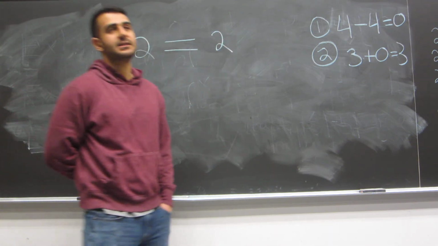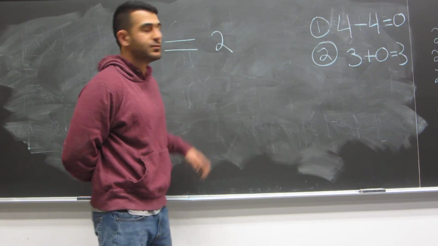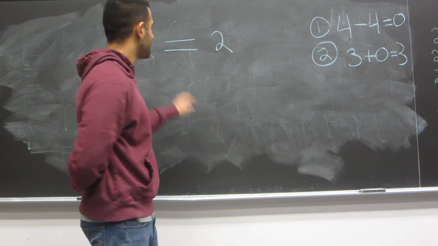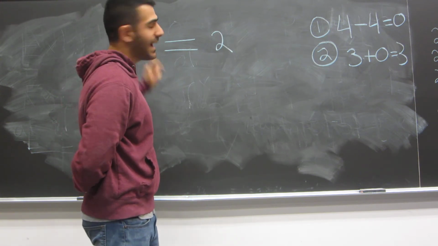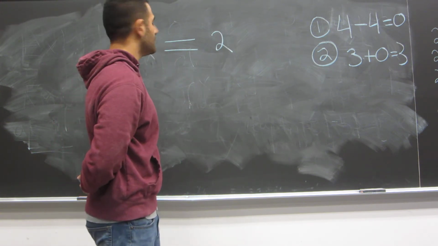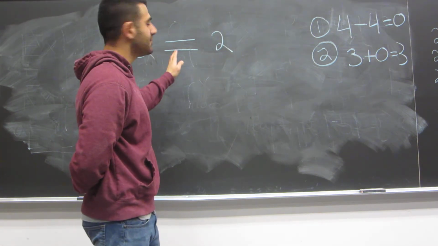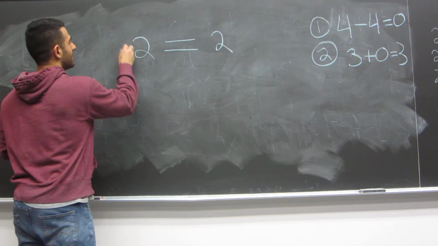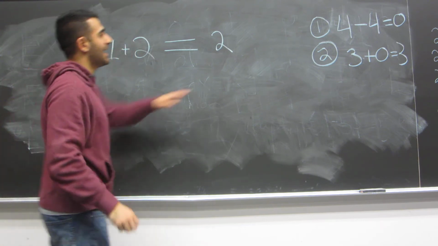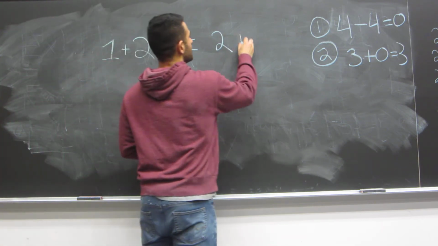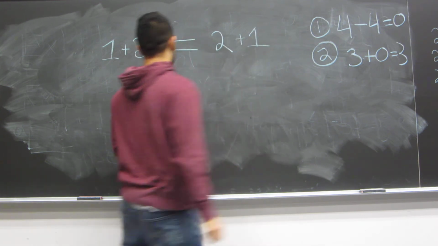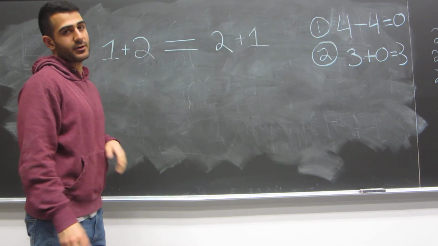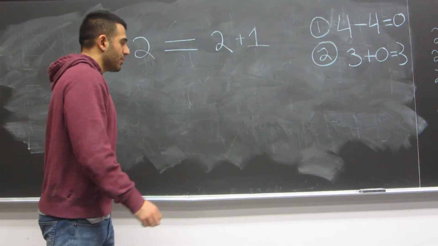Maintaining equality is this idea of what you do to one side, you must do to the other side. So for example, if I were to add a 1 to the left-hand side, I have to do that same thing to the other side. So if I add a 1 to the left-hand side, I have to add a 1 to the right-hand side. Otherwise, this equality symbol is no longer true. So what do I mean by that?